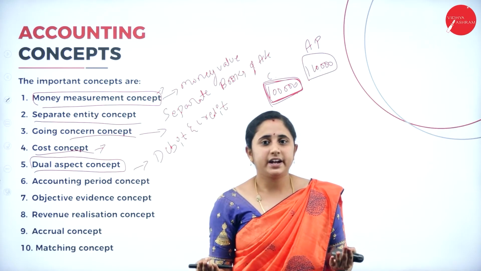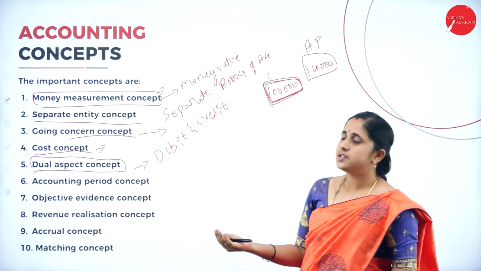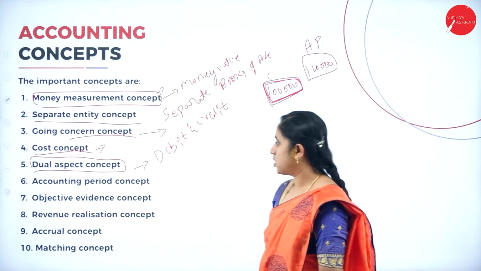Both the debit and credit should be recorded. This is about the dual aspect concept.